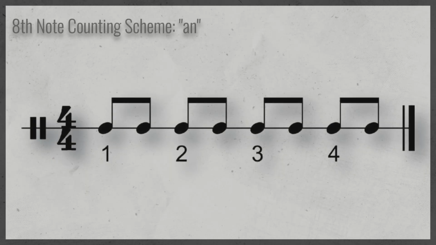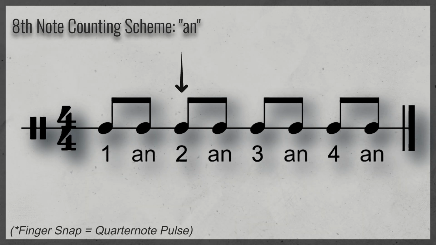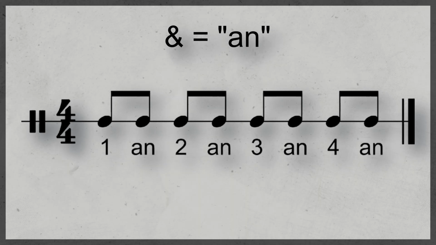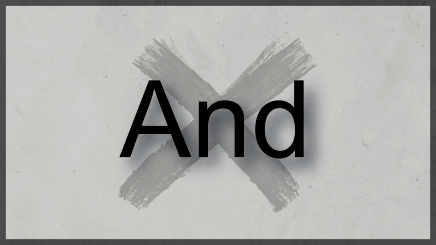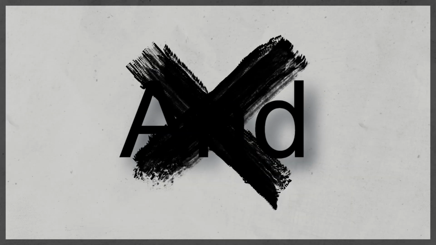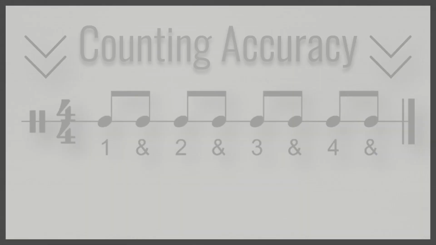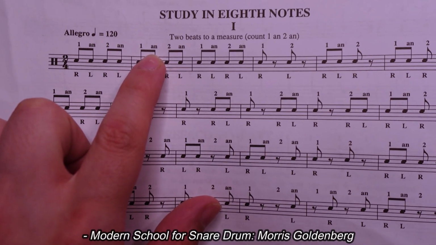To count eighth notes, insert the word "and" between the Arabic numerals of the quarter note counting scheme. Make sure that each count is evenly spaced. 1 and 2 and 3 and 4 and. It's very common for the "and" sound to be represented using the ampersand sign. But in practice, you don't need to bother carefully articulating the D sound in "and." This could feel quite unnatural and affect your accuracy. In some method books, authors actually prefer to write out the word "and" to avoid confusion.